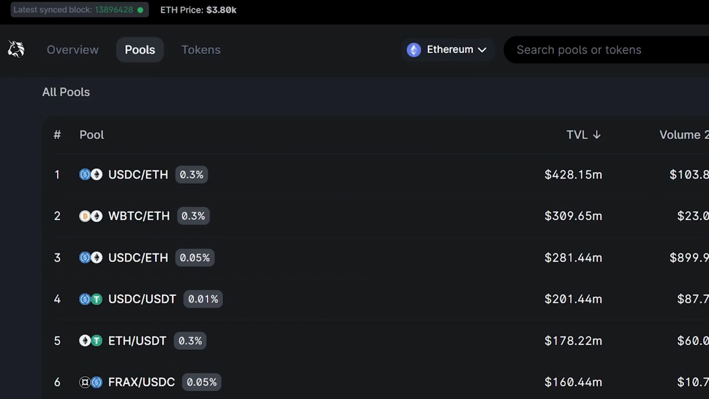For example, this is a list of liquidity pools in Uniswap. If you look at this pair, you can convert USDC to ETH, ETH to USDC. The total value of cryptos in this pool is about $428 million. So the liquidity is very high. Here's what happens in a Rugpull.